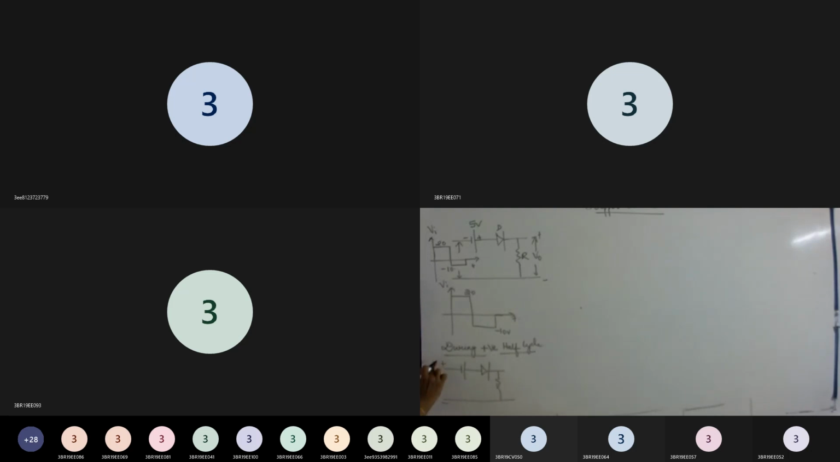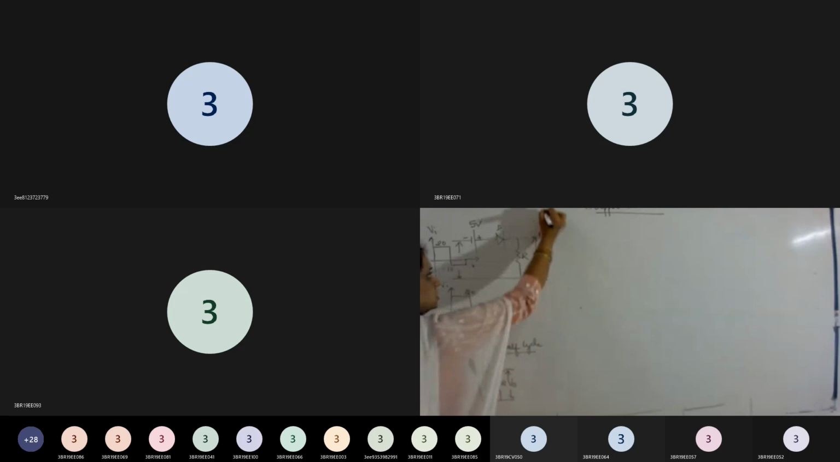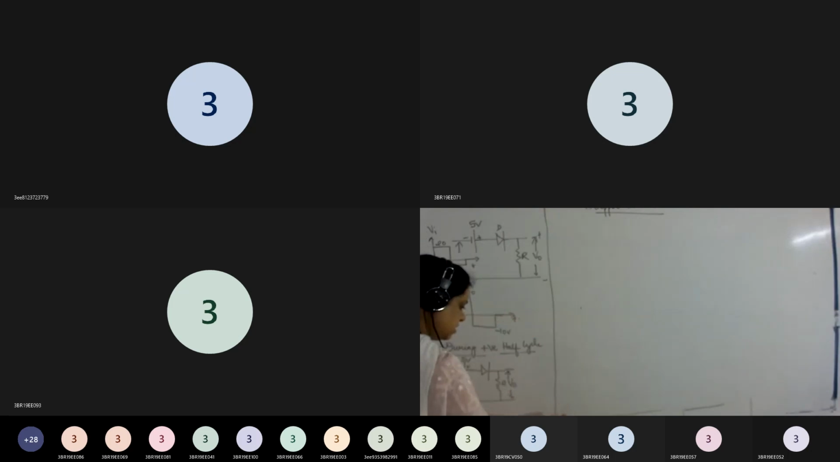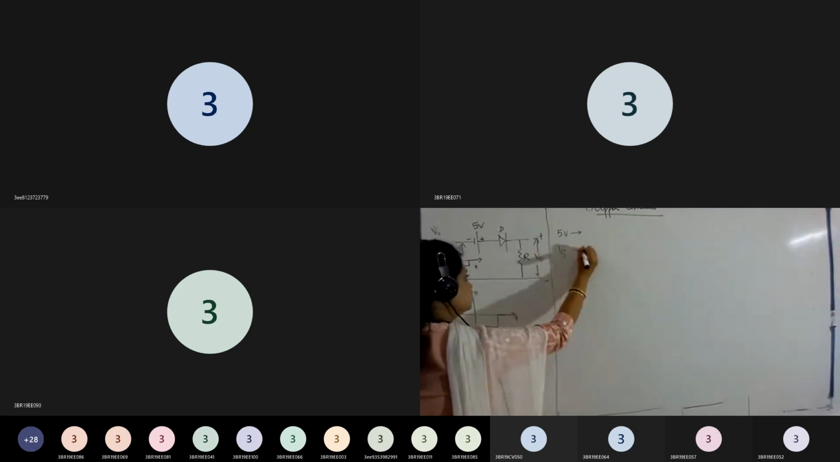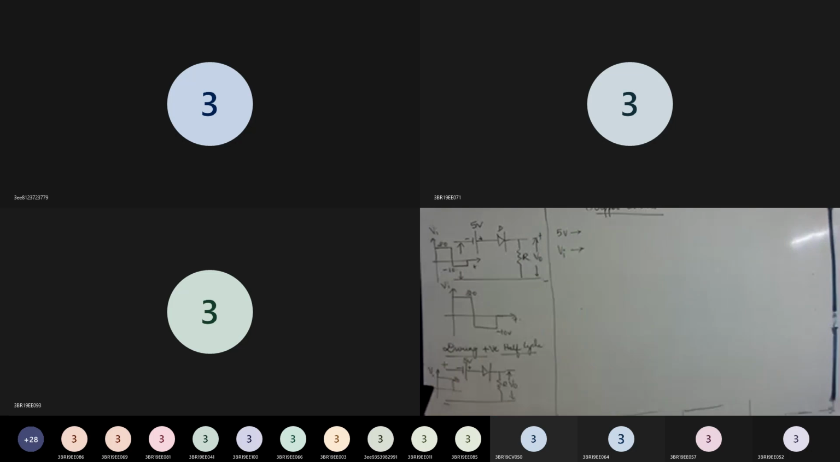During positive half cycle means this will be positive, this will be negative. This is 20 and this will be Vi. This is a battery of 5 volt. Observe, there are two sources here, correct? Same analysis, same circuit we have taken, only the input is changed. So what are the two sources? One is the 5 volt battery, one more is Vi. Let us see how it is affecting the performance of the diode.